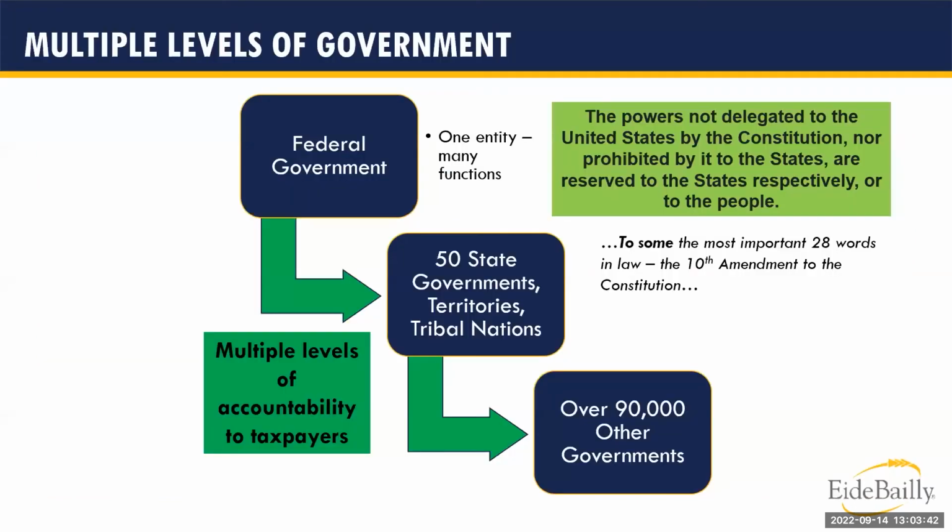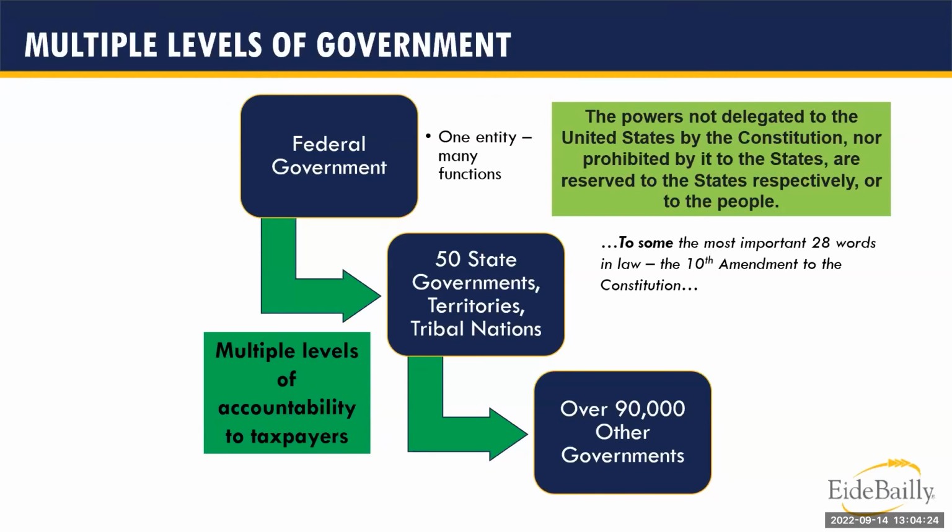The 10th Amendment to the Constitution establishes multiple levels of government in the United States. Now to some, this one sentence is the most important in the entire document and the most fought over in many, many Supreme Court cases. And you can see in your mind's eye what those cases are. The words have never been amended. It's my opinion that a close second are these three magic words: we the people. We have one federal government, we have 50 states and additional territories and tribal nations, and then we have over 90,000 other governments.